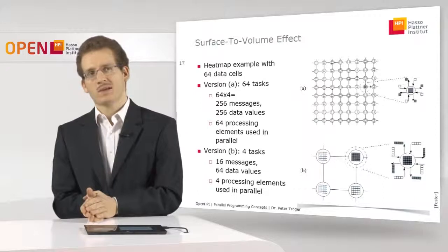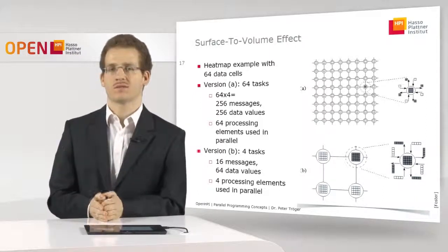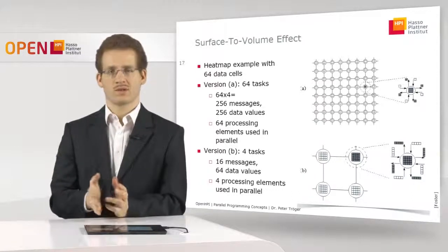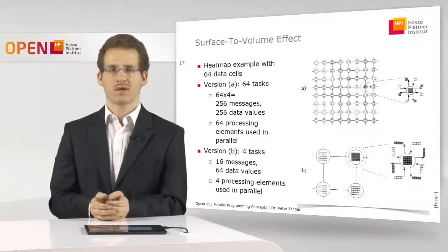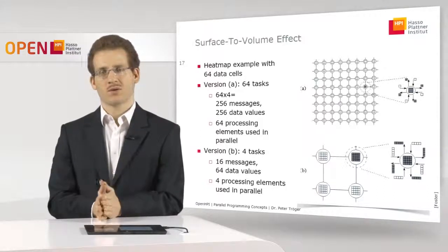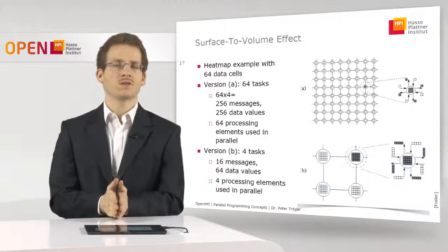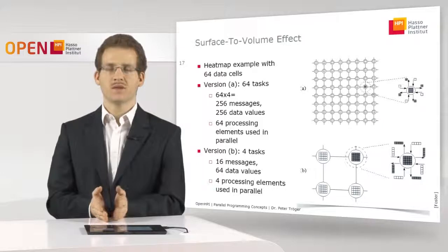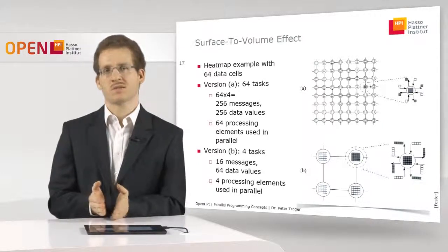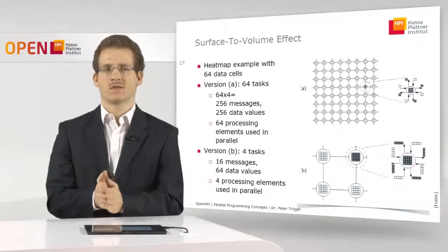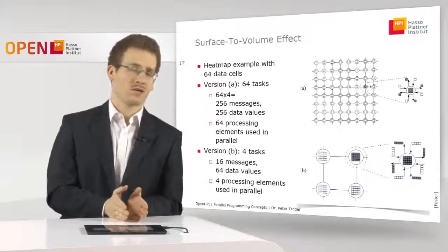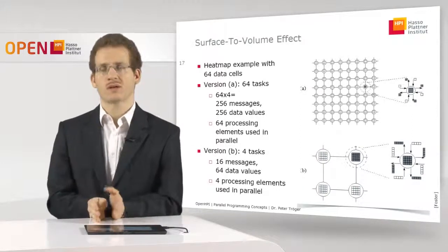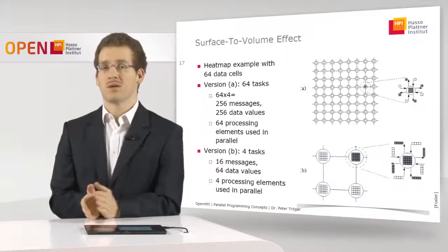And when you take a heat map example and you take 64 data cells to be simulated in your parallel simulation, then you have two choices when it comes down to granularity. You may want to say, okay, I define a single parallel task in my overall application for each and every one of these 64 cells. This is version number A in the picture here. If you do this, you end up with 256 messages being exchanged and with 256 data values. So this is a lot of communication on the one hand, but on the other hand, you are able to use 64 processing elements, for example, cores, in parallel.